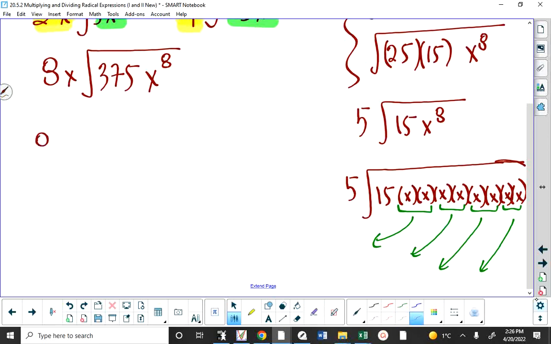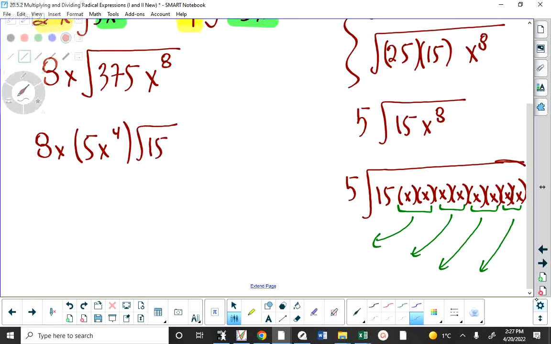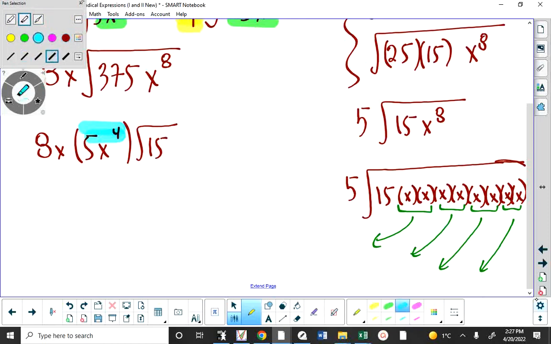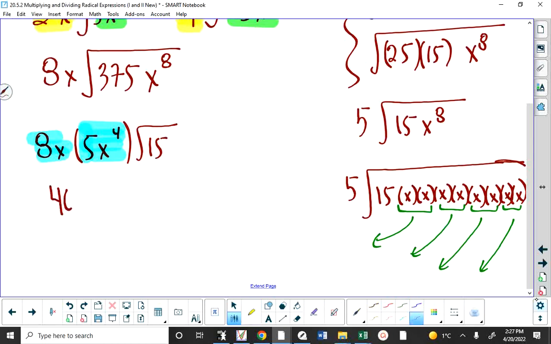So now we have 8x. And then outside of this radical, we have the 5, we have an x to the 4, and then we have the square root of whatever's left, which is 15. We get a coefficient times a coefficient, so we can multiply those together. 8 times the 5 in these coefficients is 40. x to the 1 times x to the 4 is x to the 5, root 15.